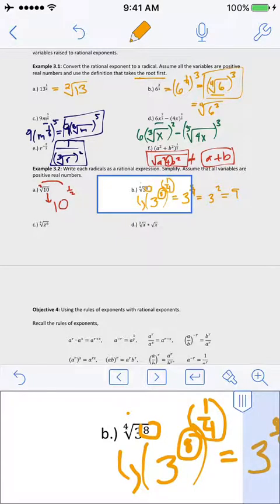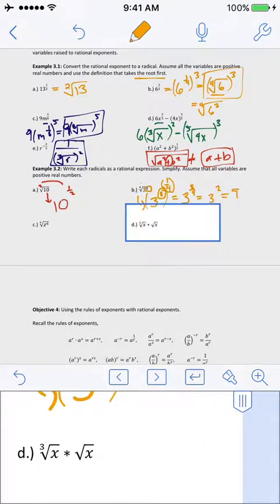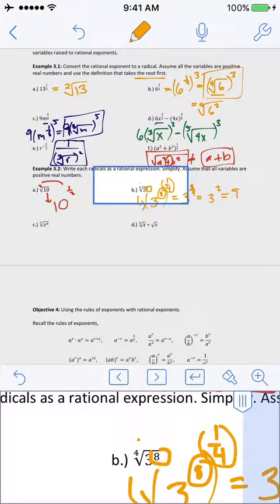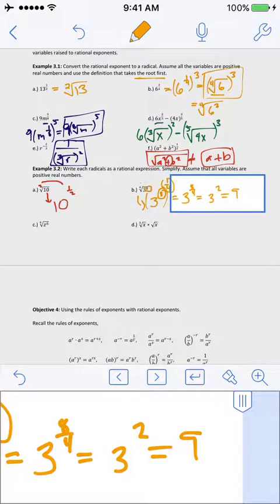If I tried to solve this via radical form, I would have gotten the same answer, right? Because the 8 and the 4 would have canceled, and I would be left with 3 squared, which would also be 9.